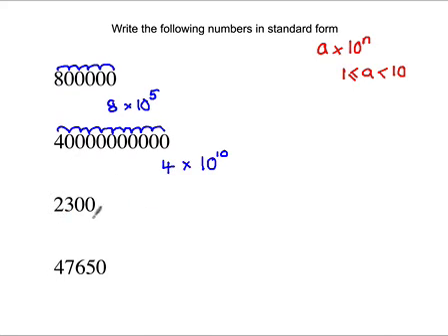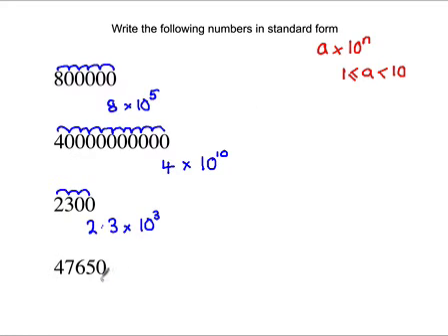So as a number between 1 and 10, this would have to be 2.3, because 23 obviously isn't between 1 and 10. So if I line the 2 up with the final digit, it's moved 1, 2, 3 places. So that is 2.3 times 10 to the power of 3.